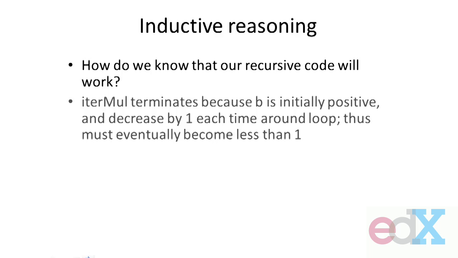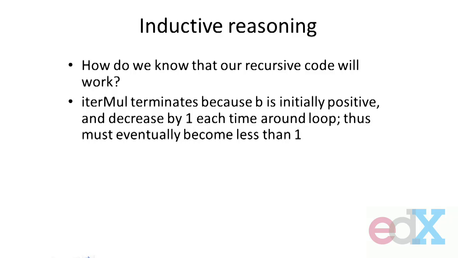Itermul, we know terminates because b starts out initially positive, and each time through the loop, it decreases by 1. And just by simple logic, if it starts out as a positive or non-zero, non-negative value as an integer, and we keep decreasing by 1, at some point it's going to get down to 0, which was our test case, and it's going to stop. Great. Now, what about for recursive mul?